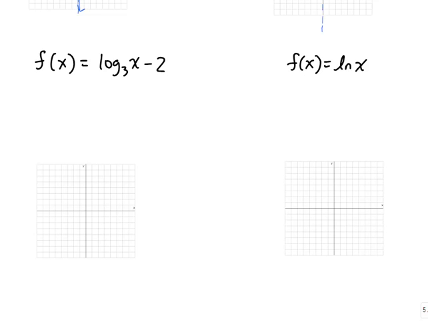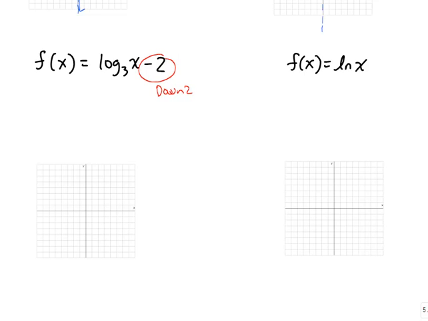Log base 3 of x minus 2. Right away, we have a -2 on the side. It's not in parentheses. If it's not in parentheses, then that means it's going to be a vertical shift. And because it's a minus, this means we go down 2. Now, normally in our exponential graphs, that would change our horizontal asymptote. But we aren't using horizontal asymptotes in log graphs.